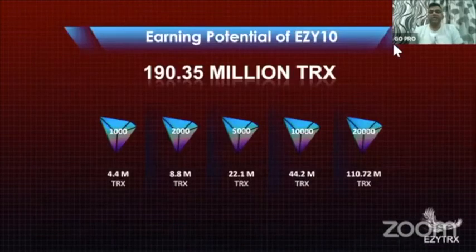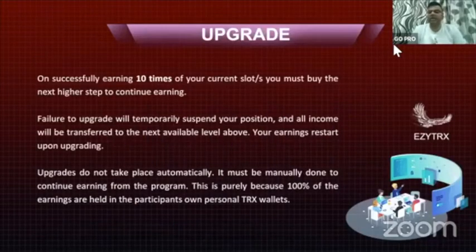So the last and the most exciting part about this contract is the upgrade. Everybody here is capped to 10 times of earning. Whatever they buy, for example, they buy 1, 2, and 3 steps, which is 1,000, 2,000, and 5,000. So that's a total of 8,000 Trons. So you're capped to make only 80,000.